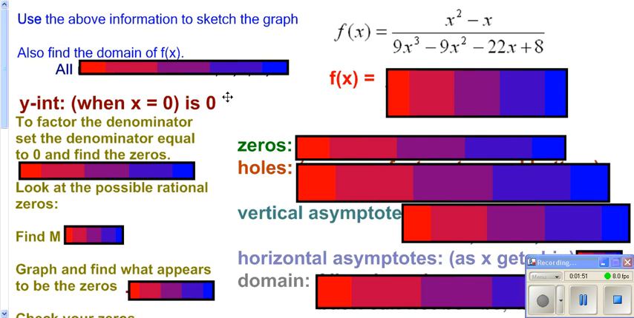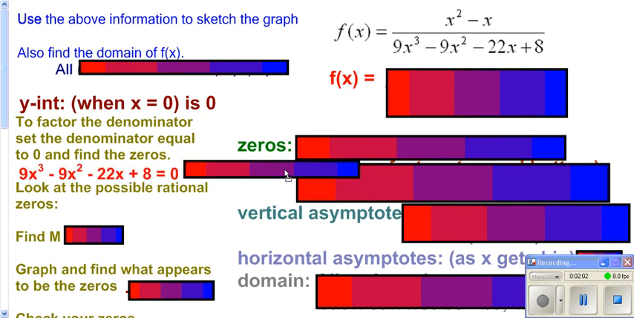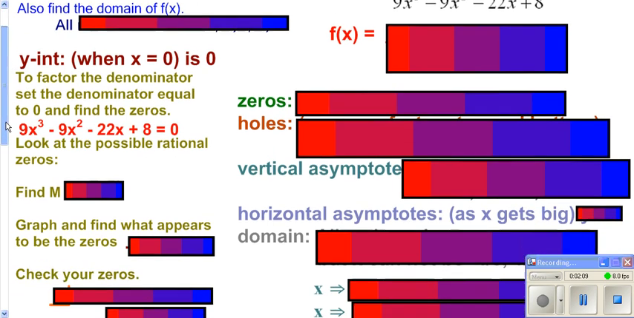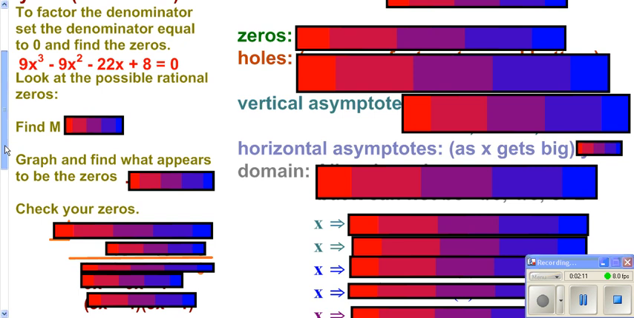But to be able to find our domain or vertical asymptotes or our holes, we need to have the denominator factored. So all we're going to do is take the denominator, set it equal to 0, and follow the steps that we just did yesterday to work out our zeros for this and get it in the factored form. So you'd want to list your possible rational zeros, factors of 8 over the factors of 9, list them all out.